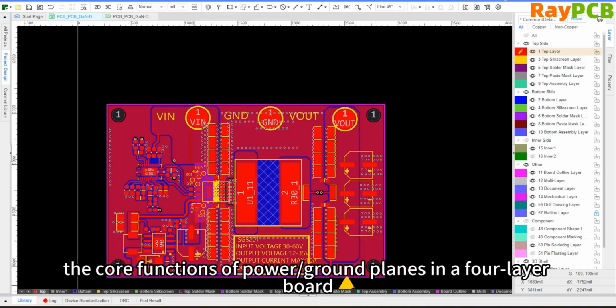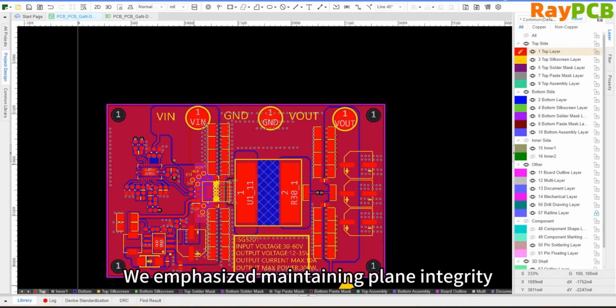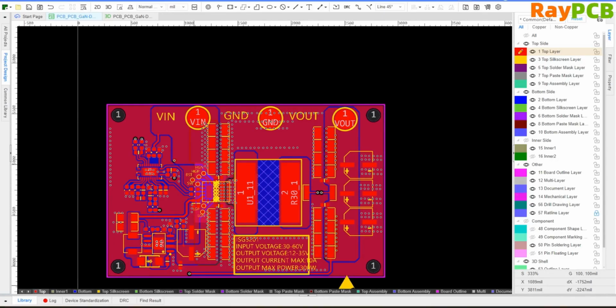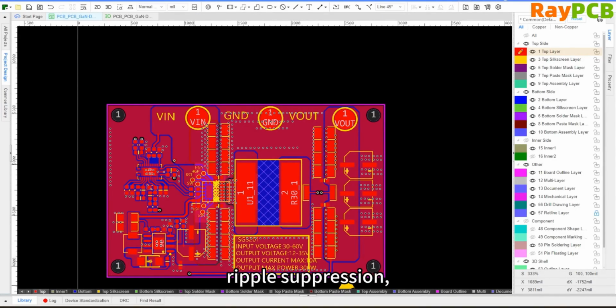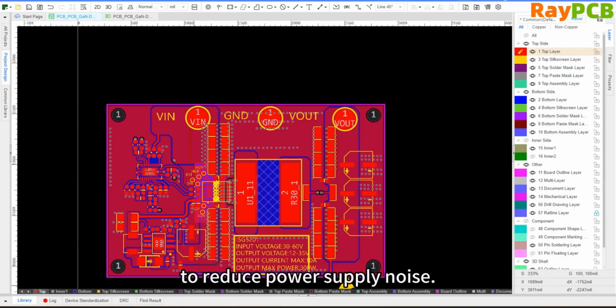Today, we learned about the core role of power and ground planes in four-layer boards, as well as the potential hazards caused by excessive current density. We emphasized avoiding high current density by maintaining plane integrity and optimizing high current paths. In the next lesson, we will focus on another important characteristic of the power plane, ripple suppression, and how to use the features of the power plane to reduce power supply noise.